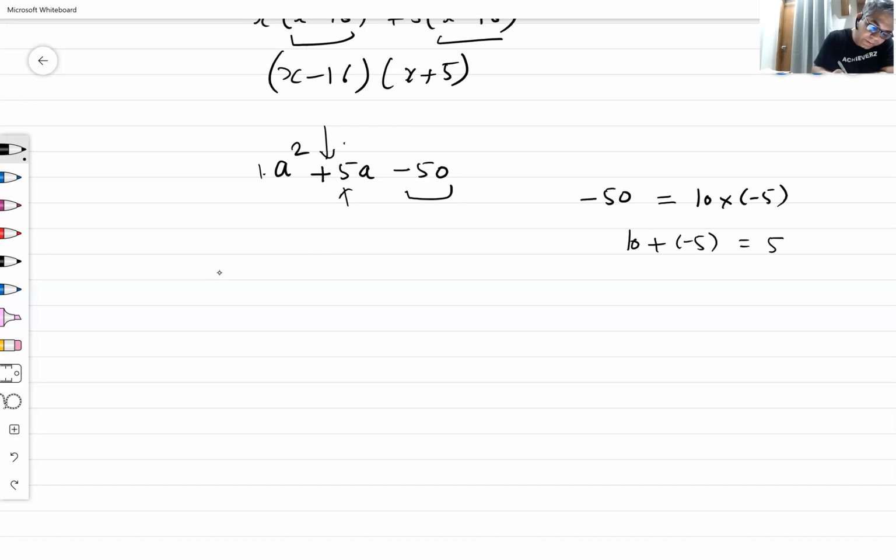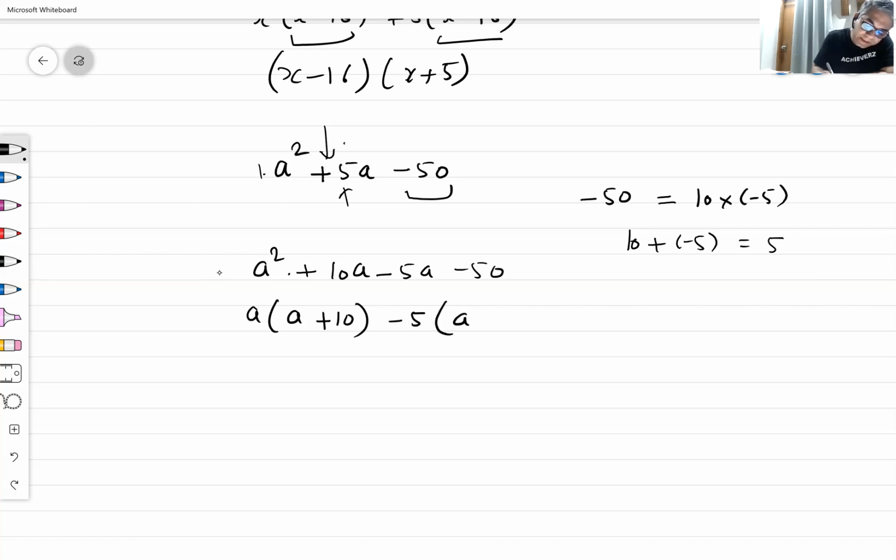So I can split my polynomial as a square plus 10a minus 5a minus 50. So I take a common. So this becomes a plus 10. From here, I take minus 5 common. So I get a, and this sign will change because minus is outside the bracket. So this will again be a plus 10. Now a plus 10 is present in both the parts. So I can take that common. So a minus 5.